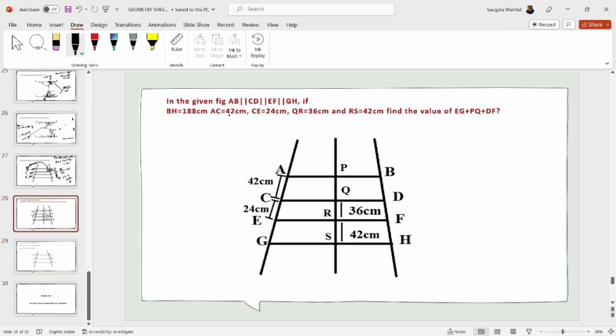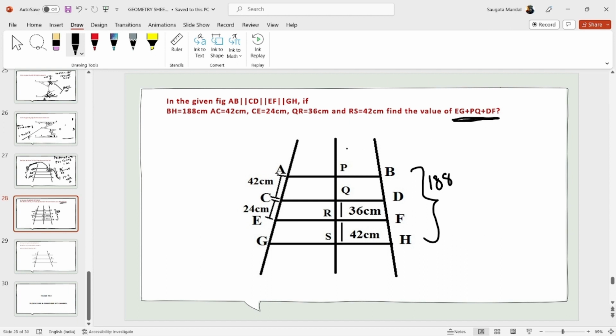In the given figure, AB is parallel to CD parallel to EF parallel to GH. If BH is equal to 188, AC is equal to 42, CE is equal to 24, QR is equal to 36, and RS is equal to 42, then calculate the value of this.